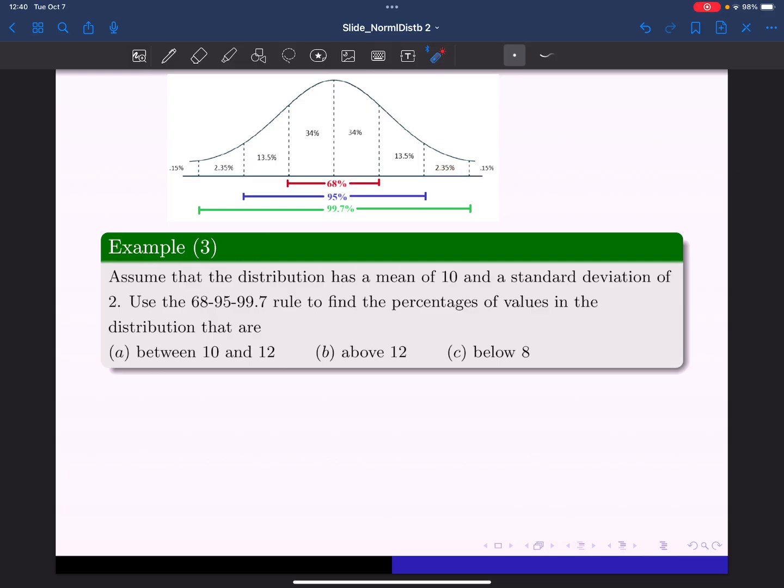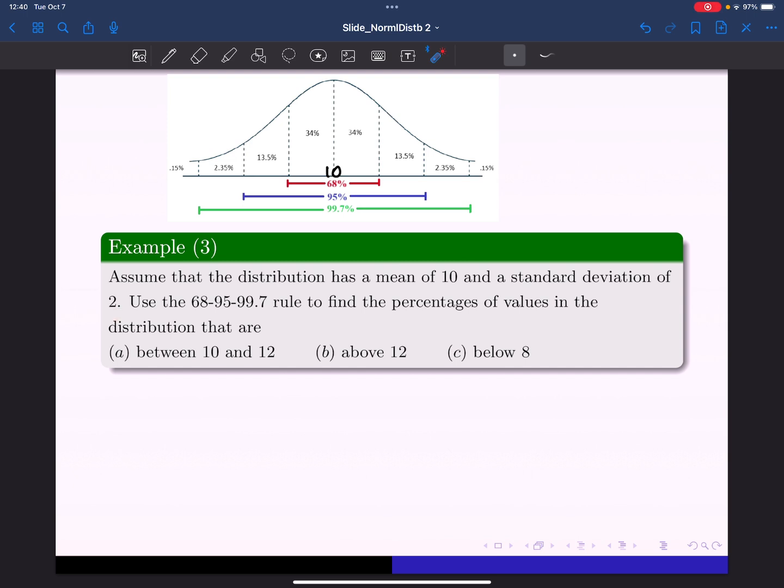So now let's look at example 3. Assume that the distribution has a mean of 10 and a standard deviation of 2. Use the 68, 95, 99.7 rule to find the percentage of values in the distribution that are between 10 and 12. So if I use this shape, my mean would be right in the middle. This mean is 10 because it says so. 10 is right in the middle. Now my standard deviation is 2.